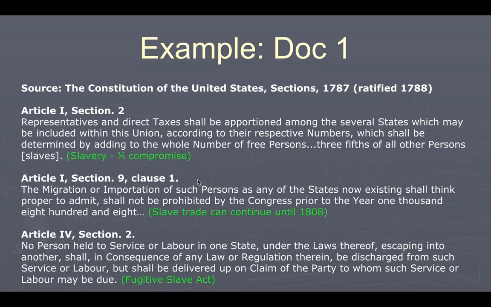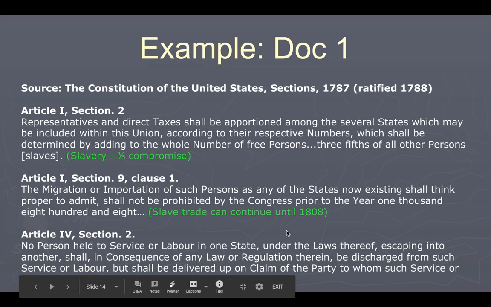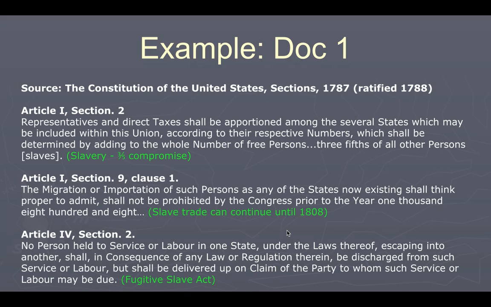The first time is here in Article 1, Section 2, which is the 3/5 compromise, the idea that in order to deal with representatives in the states, any slave should be considered 3/5 of a person. So therefore they could be counted partially towards representation. Article 1, Section 9, Clause 1 is about the slave trade, and it's talking about how in 1808, that's when the slave trade from outside the United States of America would end.